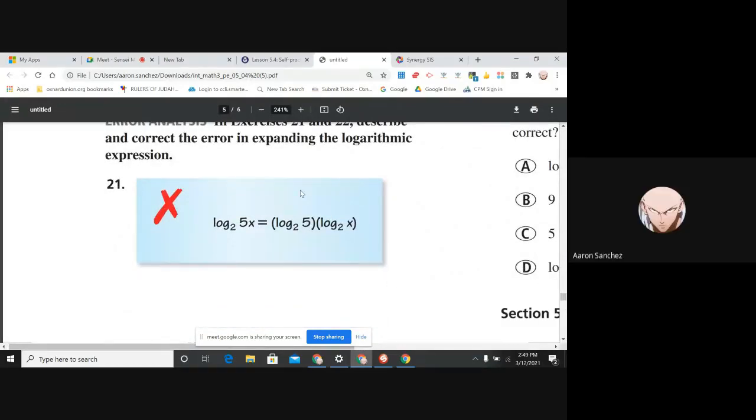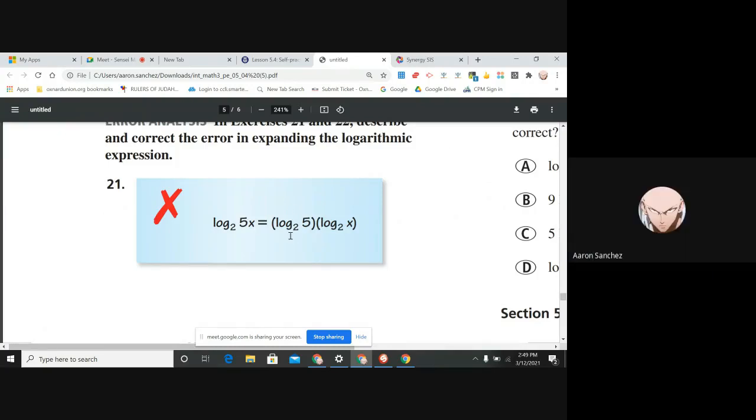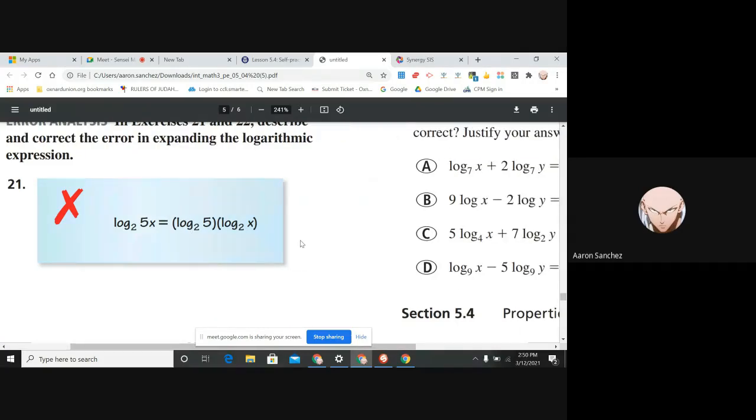The error analysis: log base 2 of 5 times x. What's wrong with this? Log base 2 of 5 times log base 2 of x. What's the problem here? You're supposed to add them, not multiply. Product rule. That's what I'm talking about. Very good, Melissa. Way to knock that one out. So there's 21. Everyone thank Melissa.